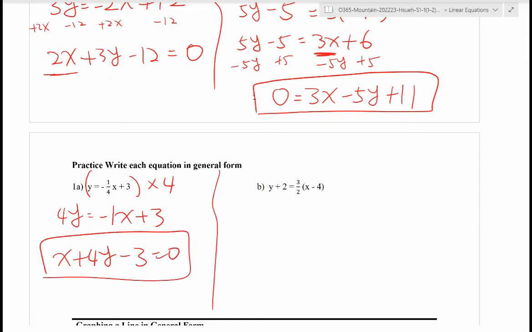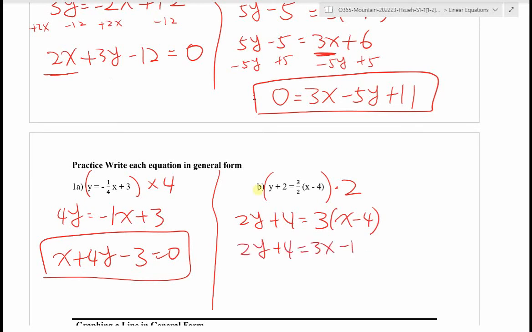Okay, for the second one, you are going to multiply the whole thing by 2. So you have 2y plus 4 equals 3 over 2 times 2 is just a 3. Again, you don't multiply the bracket with the 2 out there. But now you need to multiply the bracket with 3 to expand it. Okay, so 2y plus 4 equals 3x minus 12.